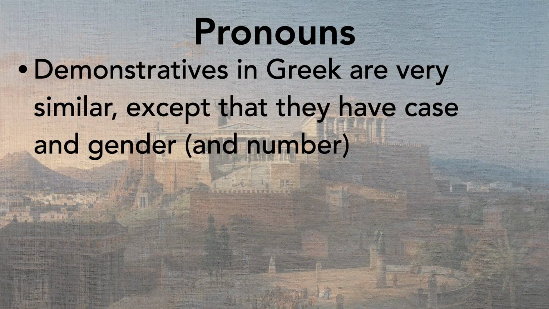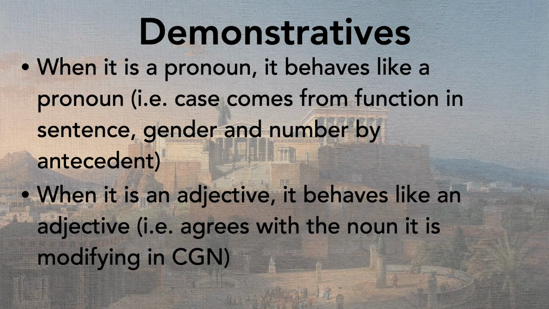So demonstratives in Greek are very similar, except that they're going to have case and gender. In English, if we say that or those or this, gender isn't included in that, right? We can say this guy or this girl, and we don't change the word. As you probably suspect, in Greek, we are going to have gender be a part of that picture, okay? So when a demonstrative in Greek is a pronoun, it's going to behave like a pronoun. In other words, case is going to come from the function in the sentence, like we would expect, okay? Case is always going to tell us that function in the sentence, okay?